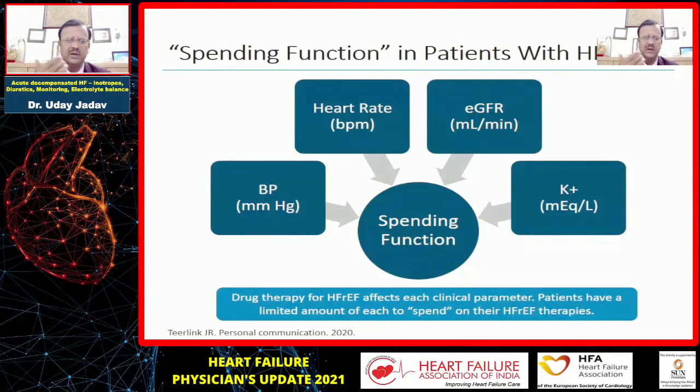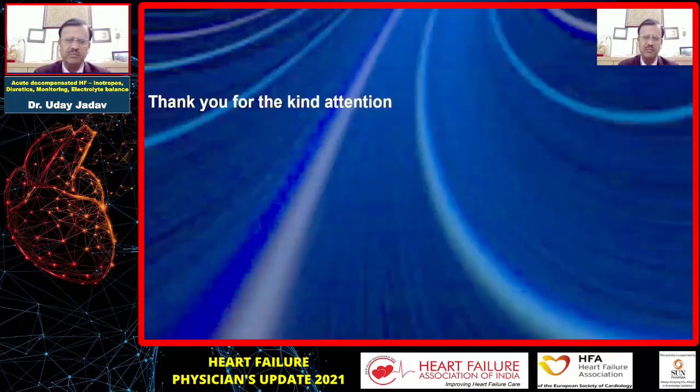And as you will listen to in the further talks, post-stabilization, this spending function will decide how patients do well in practice. Thank you very much for your kind attention.